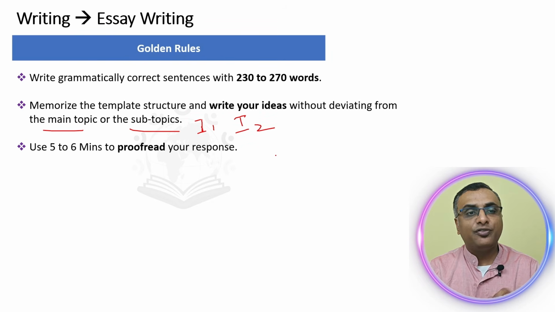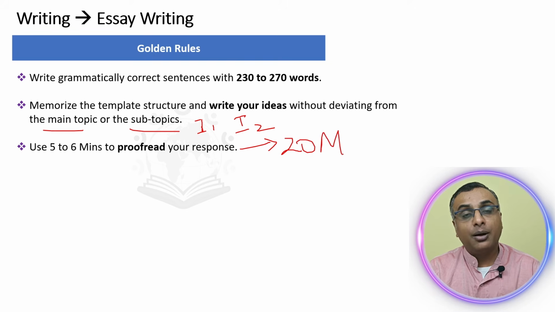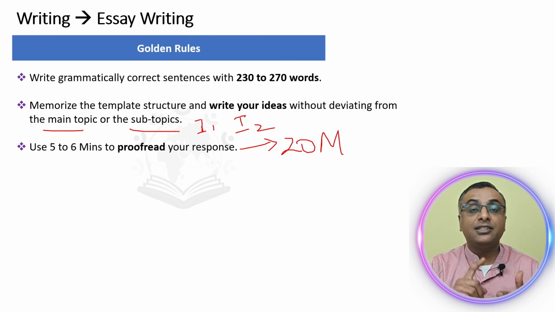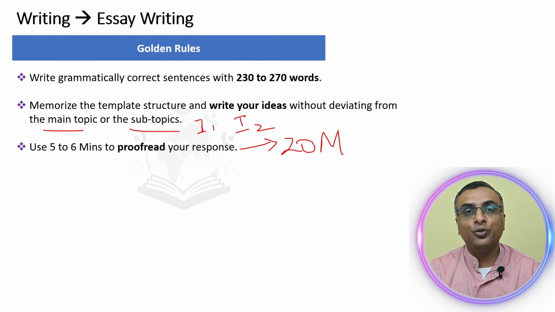Next, use about 5 to 6 minutes to proofread your response. PTE will give you 20 minutes of time to complete the essay. Now, in the first 14 to 15 minutes, use it wisely to read the topic and come up with your ideas and fill it accordingly utilizing the template that we have offered. In the last 5 to 6 minutes, make sure to proofread for grammatical errors, spelling errors, and vocabulary errors. These three are very, very important to be checked while you're proofreading your essay.